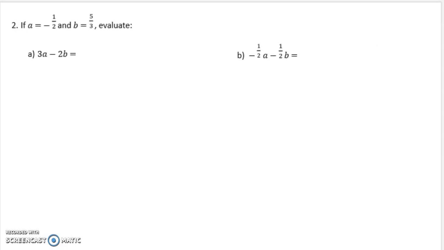Next section, sorry. So if A equals -1/2 and B equals 5/3, we're going to evaluate this now. So it's the same thing we were doing, only now we're using fractions. And I know a lot of people don't like fractions, but just do it one step at a time and you'll be okay. All right, so we have 3 times, instead of A, we have to multiply it now by -1/2. Minus 2, and instead of B, we have to multiply by 5/3.